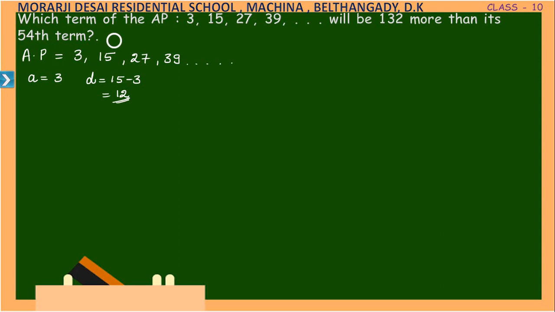Now the question is which term of this AP? We don't know which term it is, so let us take it as AN. Which term of the AP will be 132 more than its 54th term? Now write the equation. Which term of the AP we don't know, so write it as AN is equal to 132 more than means plus 54th term, that is A54.